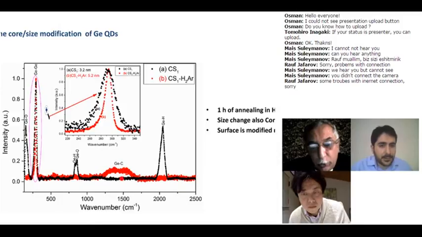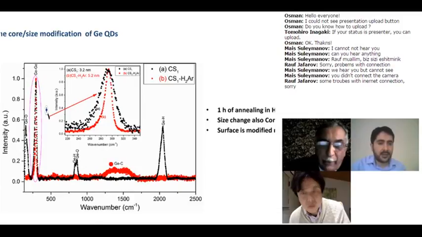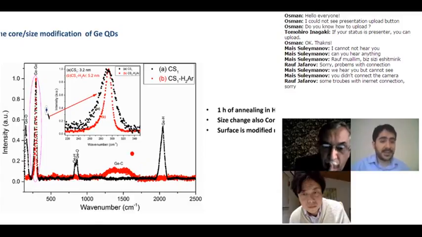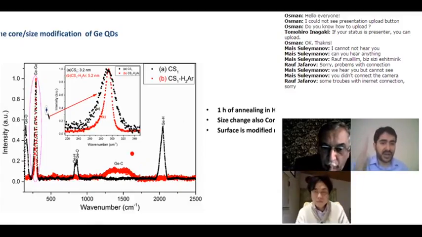But this peak, yeah, like an interference peak between. It is an interference peak. This peak, right? You are talking about the germanium carbon peak. Yeah, I am talking about this peak. But yeah, it's not that much.